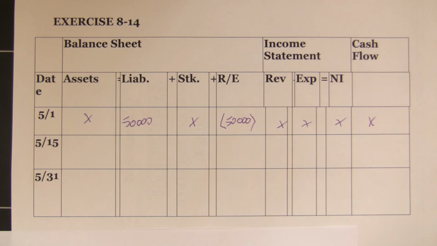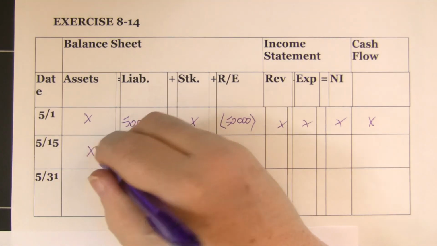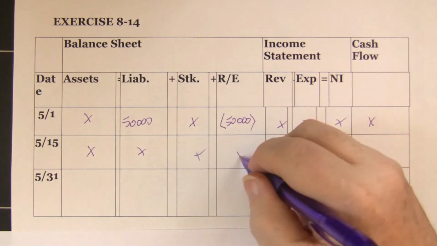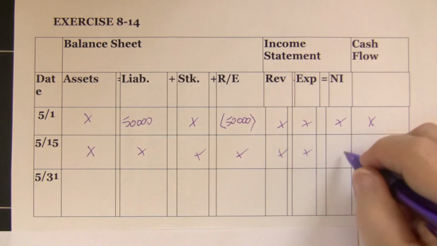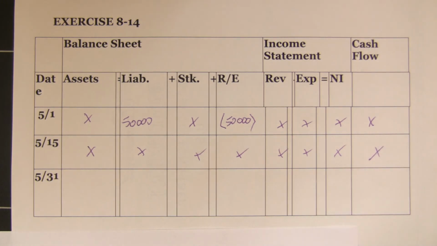May 15th, the date of record, nothing happens. Some fool in the accounting department has to record a bunch of addresses, but you could care less.